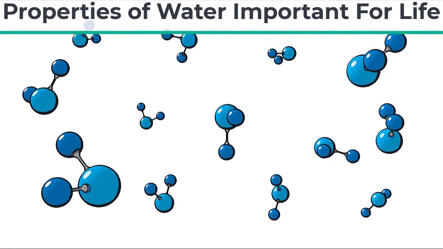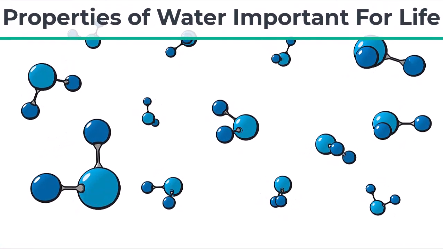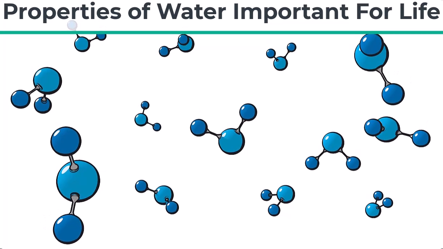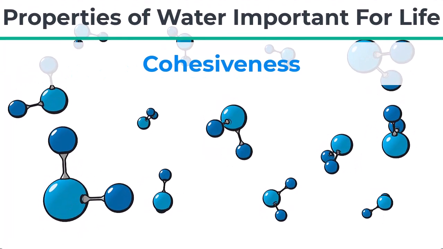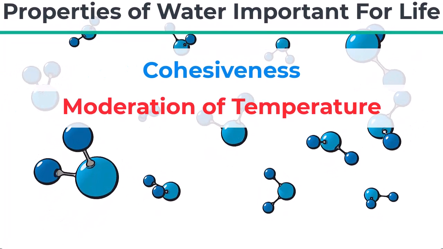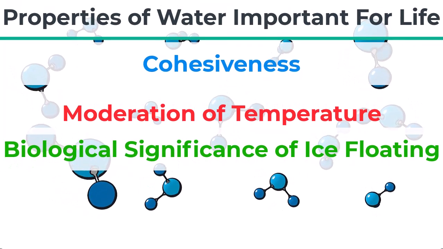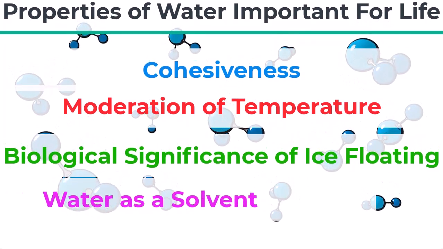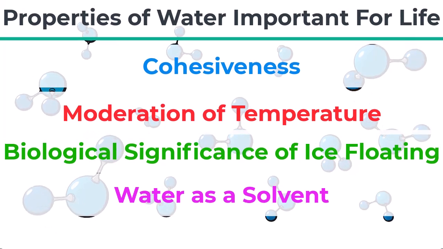There are 4 properties of water that are very important to life on our planet. This includes cohesiveness, the moderation of temperature, the biological significance of ice floating, and water as a solvent.